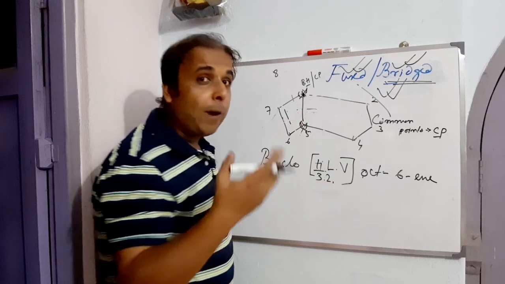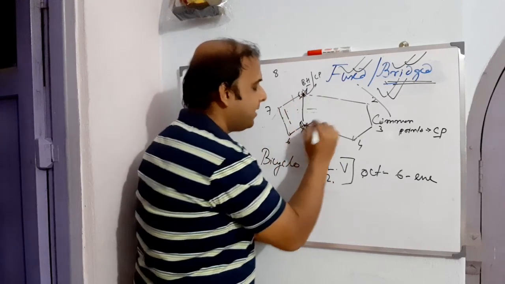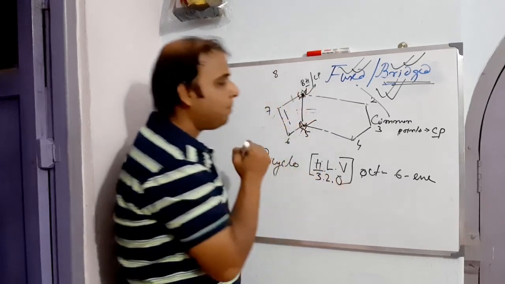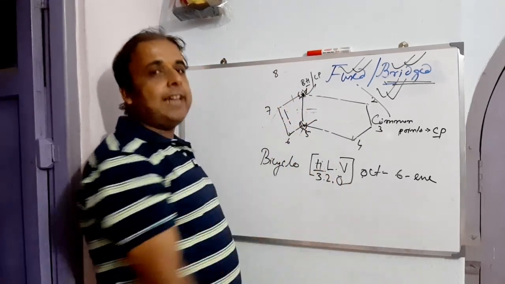And how many points are there apart from these bridgeheads? There is no point as such. So that is why you should put 0 here. And the rest of the thing is as usual.